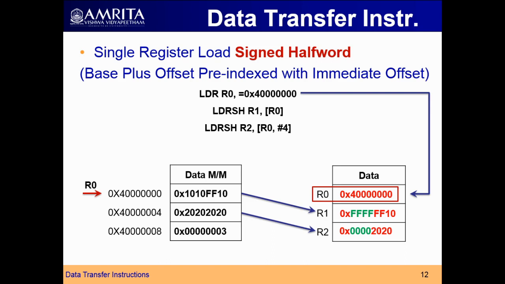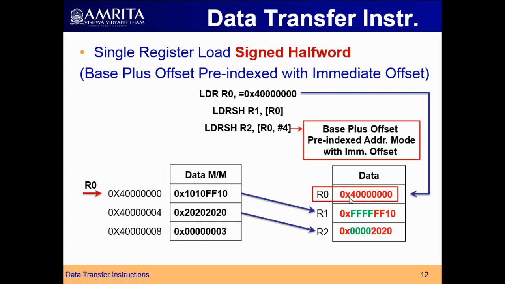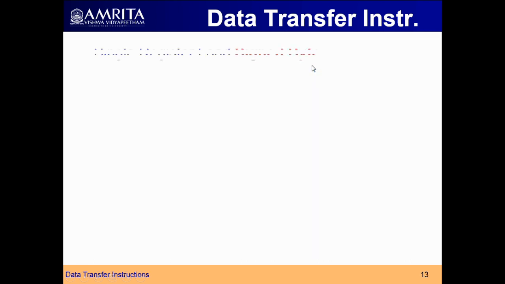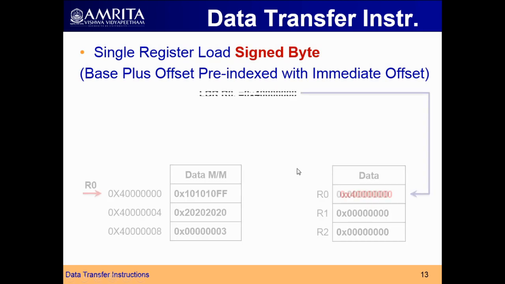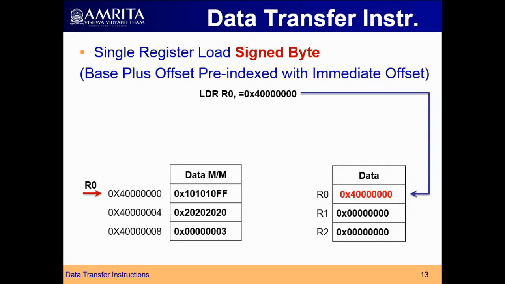The next, so here again, since write back is not there, R0 will not be updated, right? And the addressing mode is same as this itself. Only thing is that you are using signed half-word. In the next operation, you are using signed byte load. Previously you have seen unsigned byte. Now we are going to see signed byte.